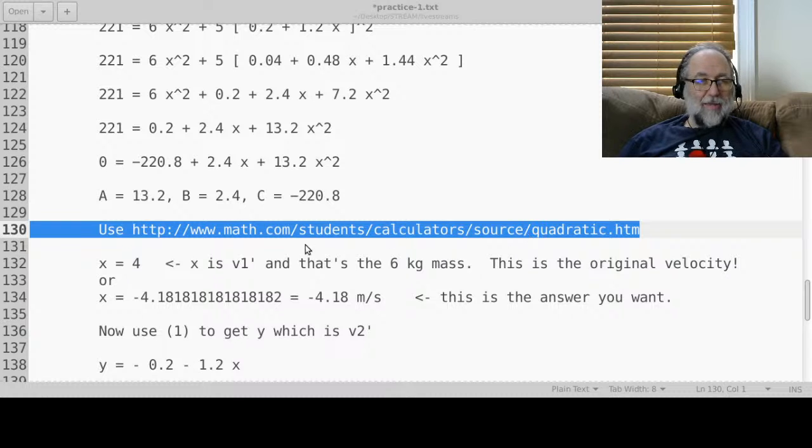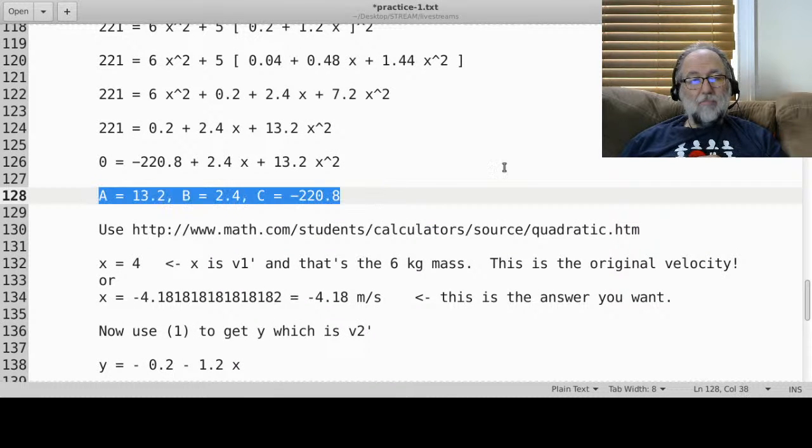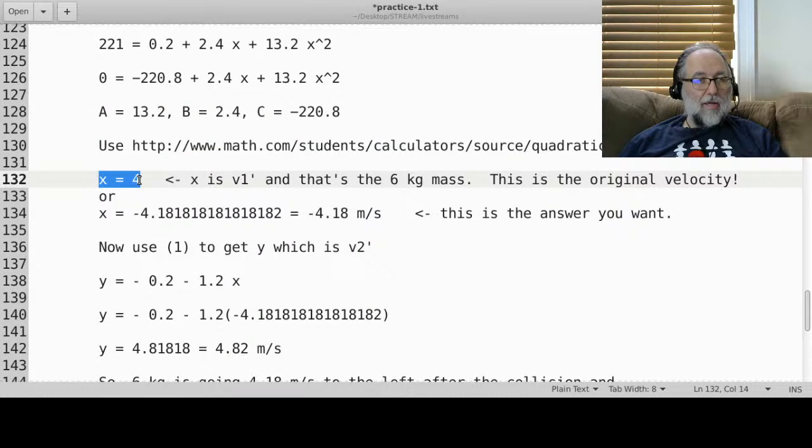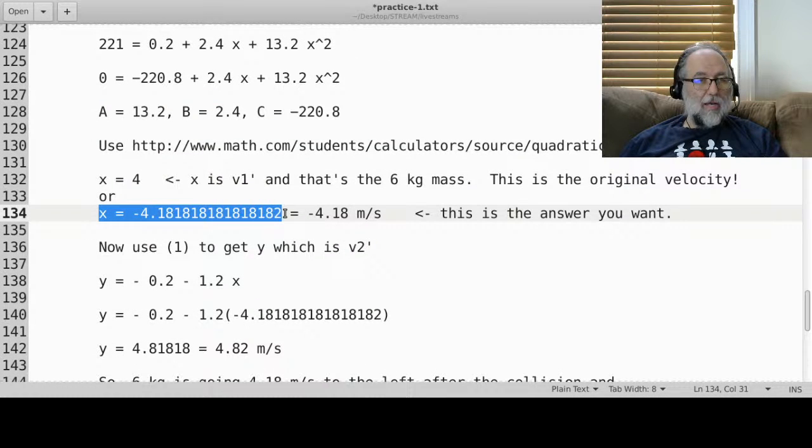So it's basically math.com student calculator source quadratic, but I don't even remember it. Like I said, I just Google for it, and I just put in these numbers. I just put in A and B and C in there, and then press the button, and then magic happens. Of course, it's a quadratic, so two solutions come up. And what are those two solutions? We get this one, x is equal to 4, and we get this other one, x is equal to negative 4.18181818. Okay, so I kept too many digits there, but that's okay.